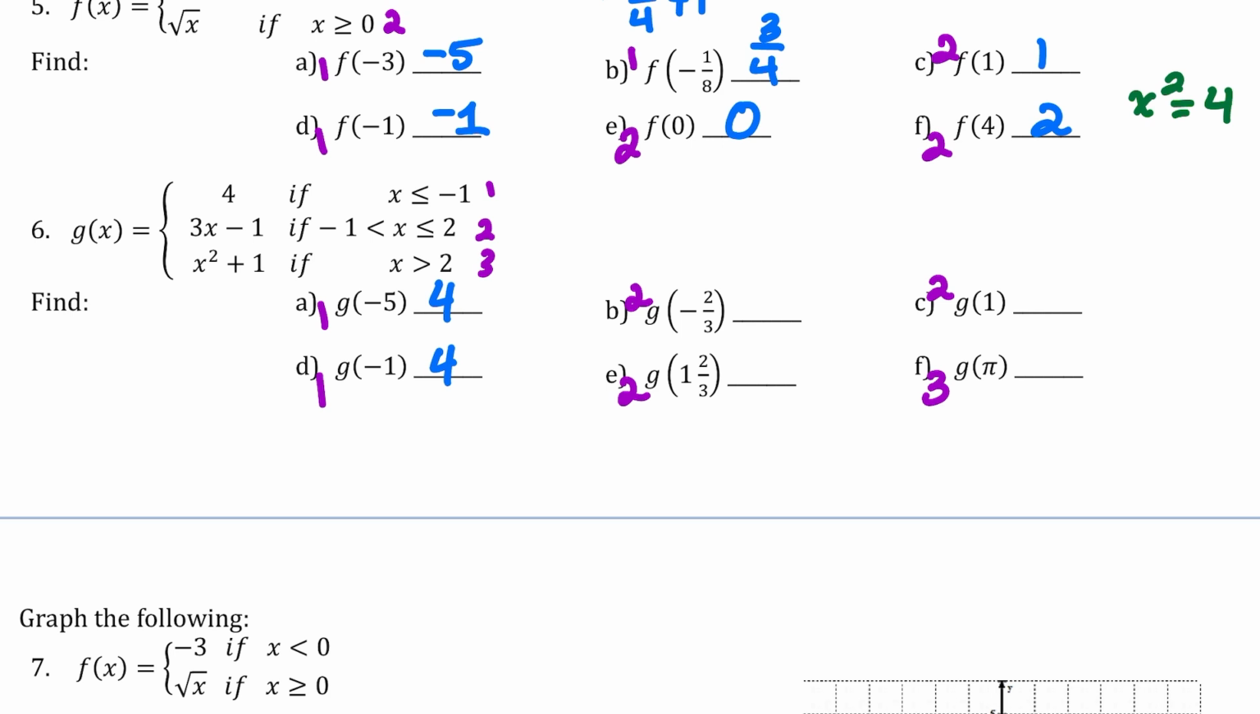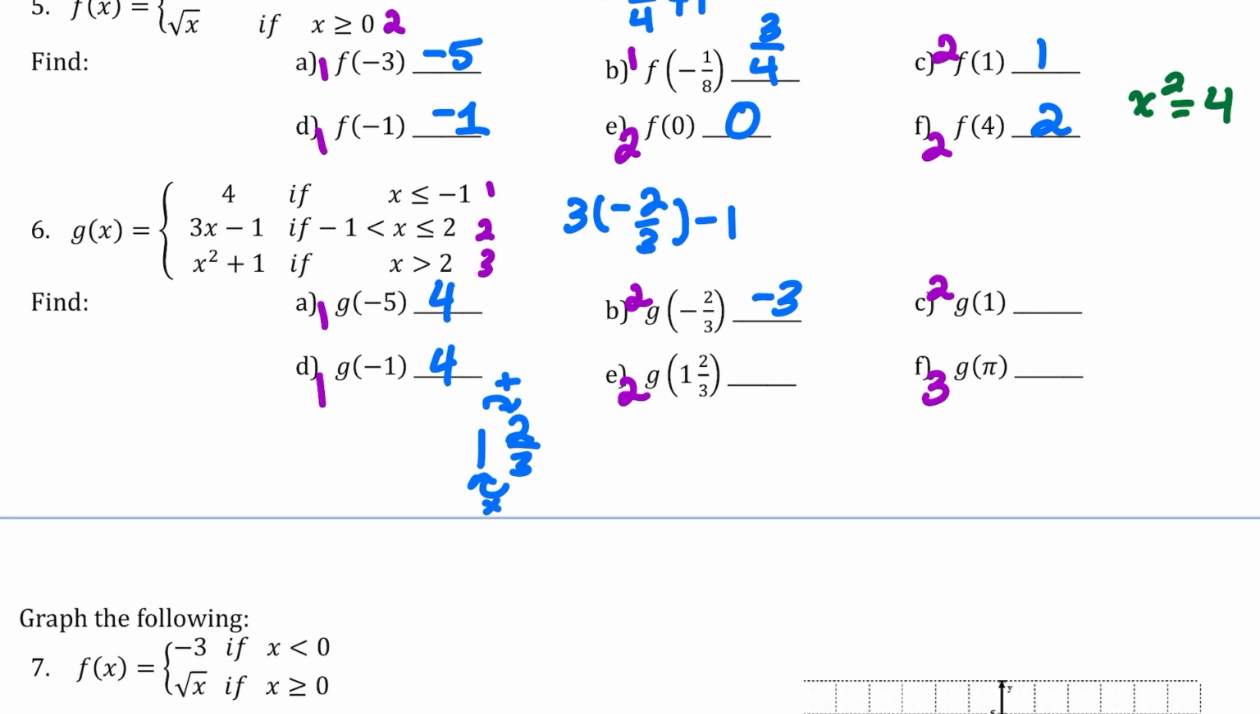What about -2/3? Well, I'm plugging in -2/3 into the second equation because it's between -1 and 2. So we have 3 times -2/3 plus or minus 1. 3 times -2/3 is -2, minus 1 is -3. 1 2/3, it's going to be helpful if you remember how to change mixed to improper. A student told me this is called the Texas method.